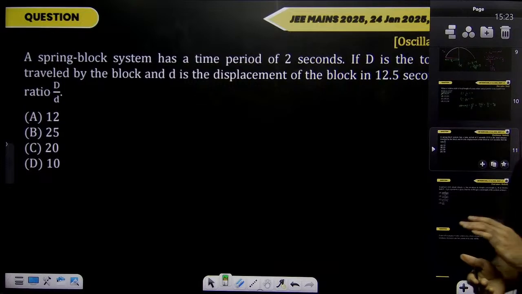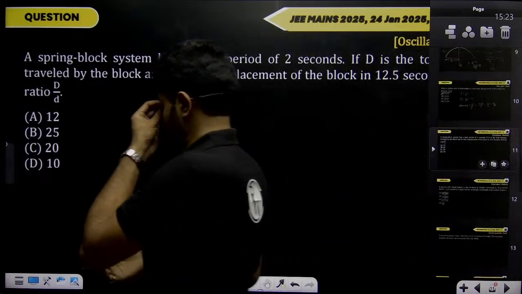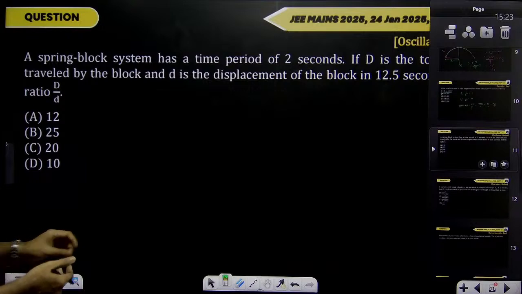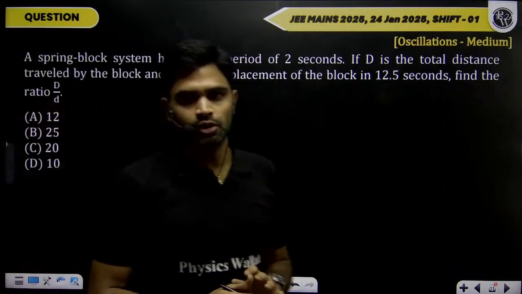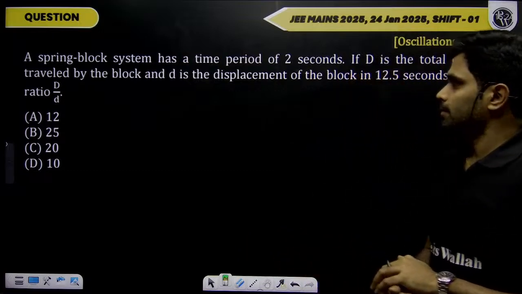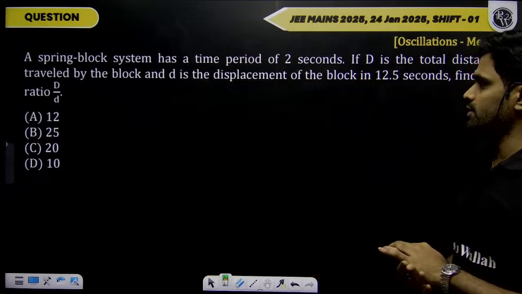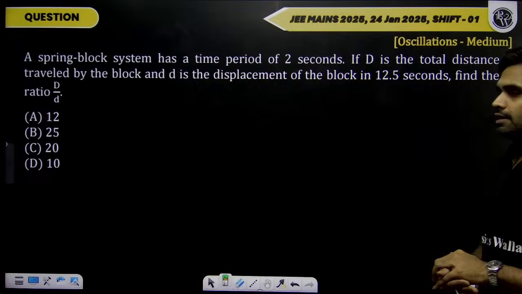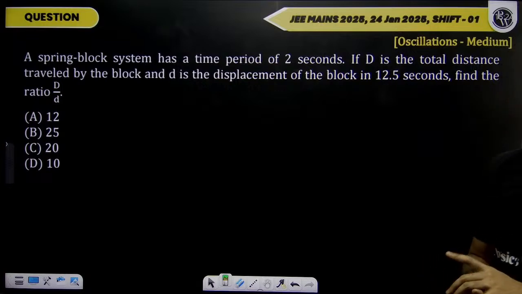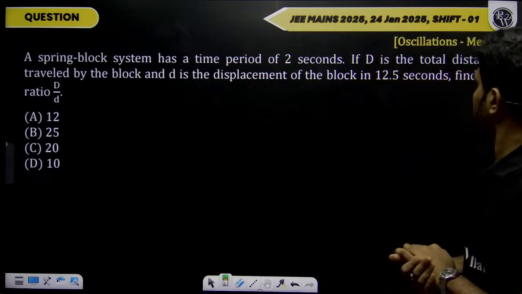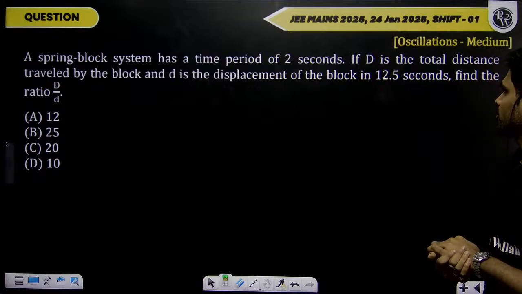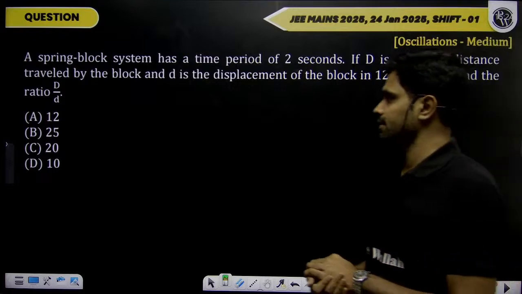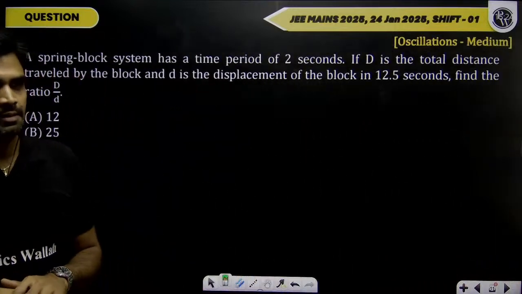Let us move to the next question. It is a medium question because you need to understand SHM to solve it, but even then it's a kind of easy question. A spring block system has a time period of 2 seconds. Capital D is the total distance and small d is the displacement in 12.5 seconds. Find the ratio of distance and displacement.